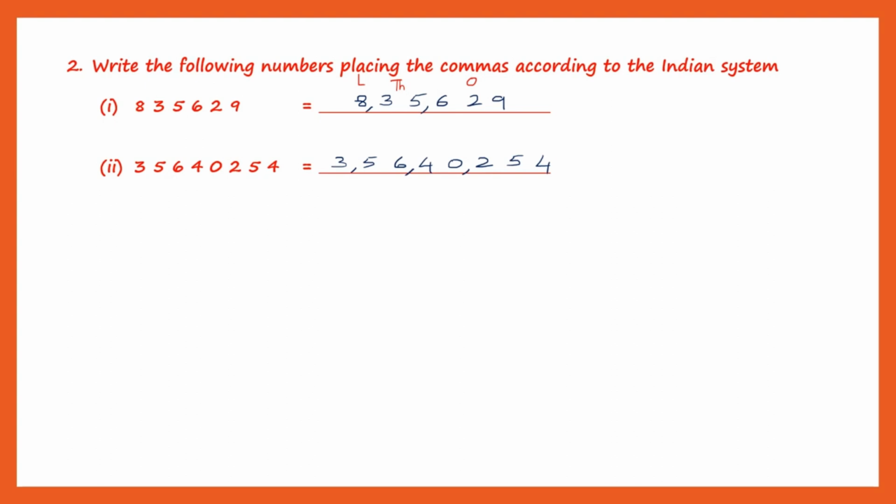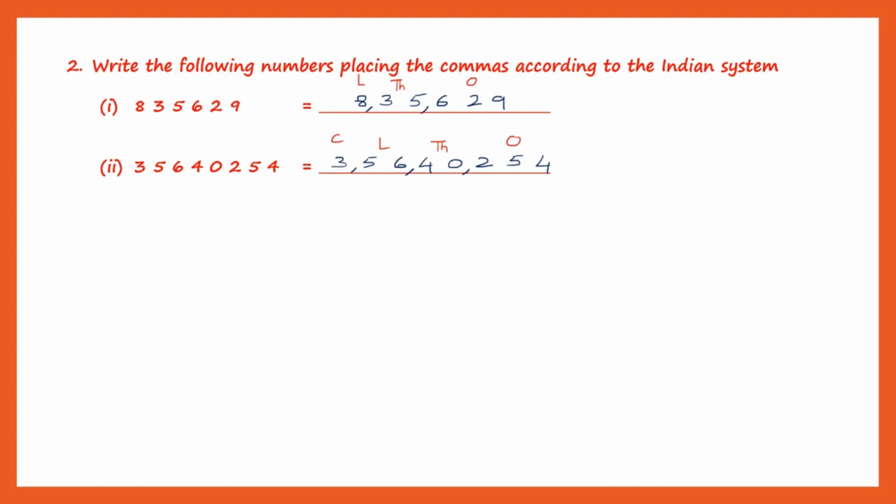So here again, this is the ones period, this is the thousands period, this is the lakhs period, and this is the crores period. So after every period, there is a comma. After the crore period, there is a comma. After the lakh period, there is a comma. After the thousands period, there is a comma.